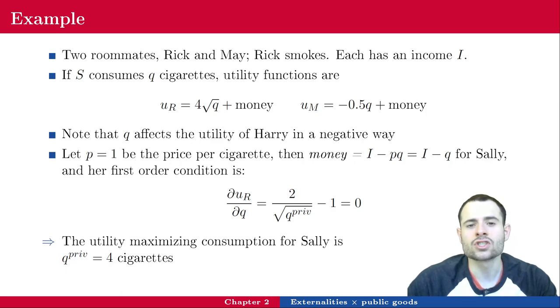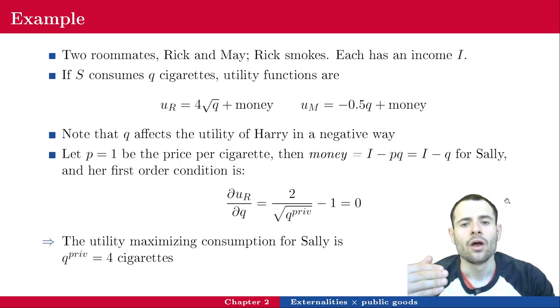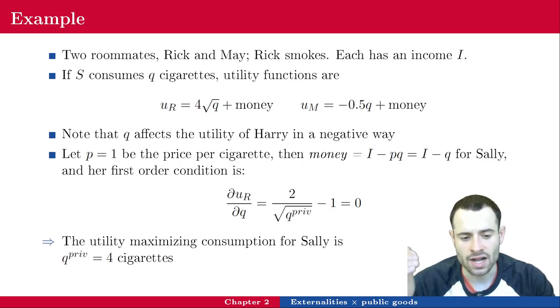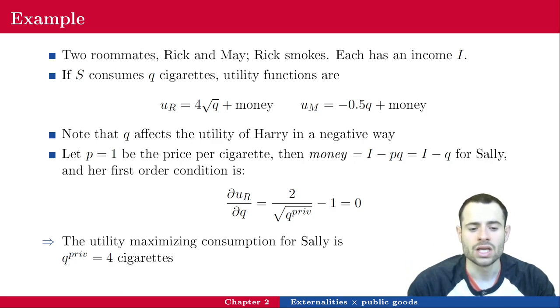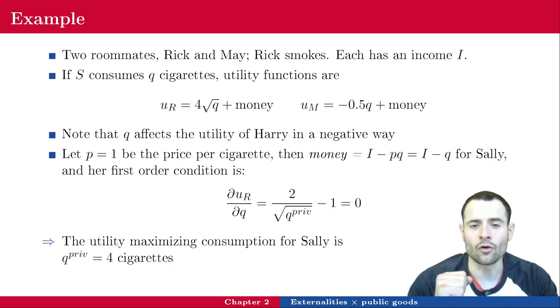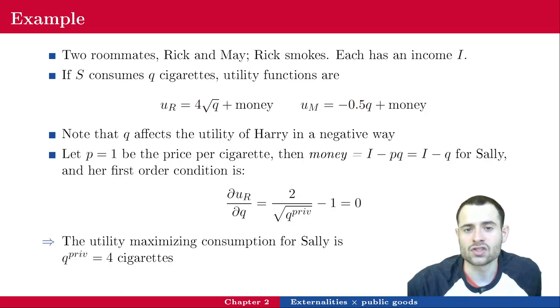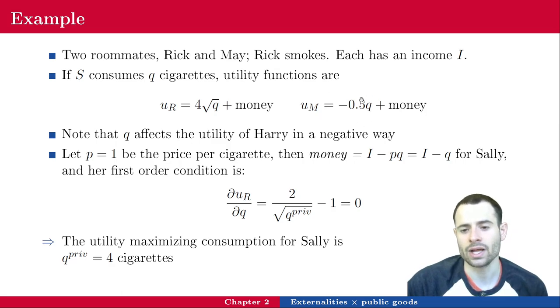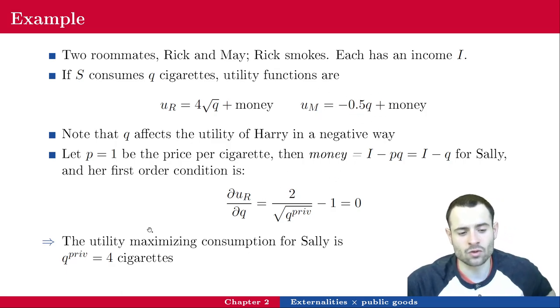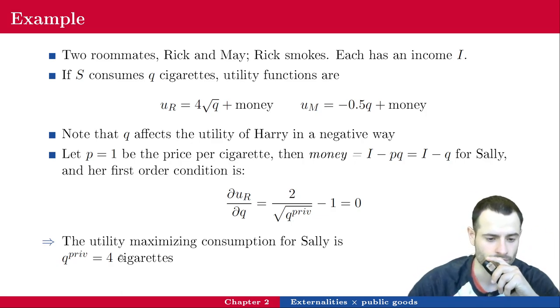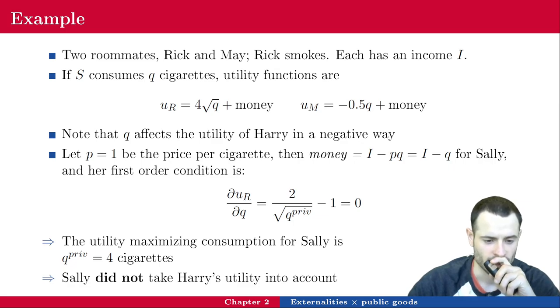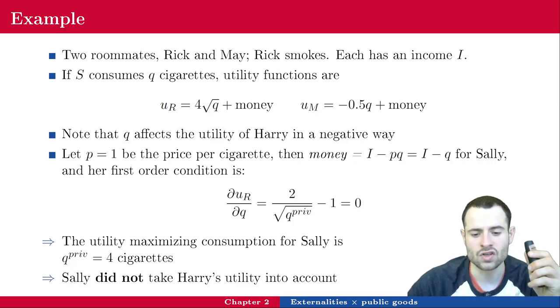Now, imagine that there was no externality. Imagine that instead of cigarettes, Rick was consuming candy bars. And he says that his optimal consumption of candy bars, it could be a week or something, is equal to 4 candy bars. Since him eating candy bars does not have any impact on May's utility, then those 4 candy bars would also be the efficient equilibrium. Now, because May is suffering from the consumption of cigarettes by Rick, this solution of 4 cigarettes is not efficient anymore. Rick did not take May's utility into account.